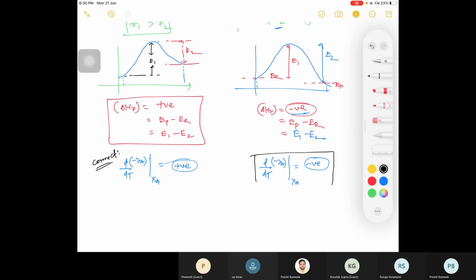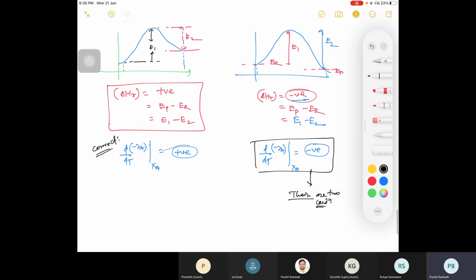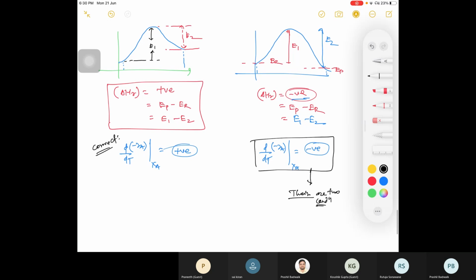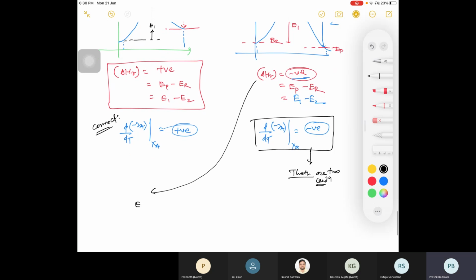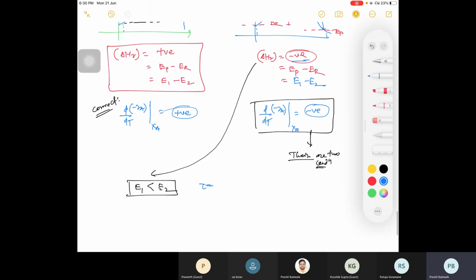I guess we are missing one point. There are two conditions here. How? Here I'll draw. I hope you are clear with endothermic. Okay, so we'll see here for exothermic. Your E1 is less than E2, right? And it is an exothermic reaction, and we are increasing the temperature.